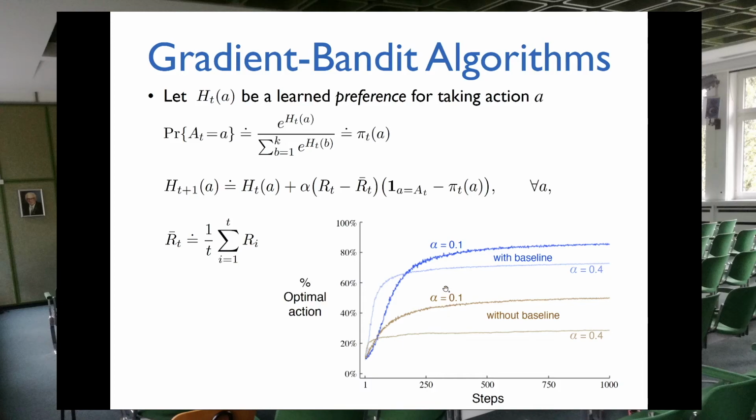And you can see from these experiments that it is better to consider this baseline, this average of the rewards, to compute this relative preference over some actions. So this is another way to perform action selection.